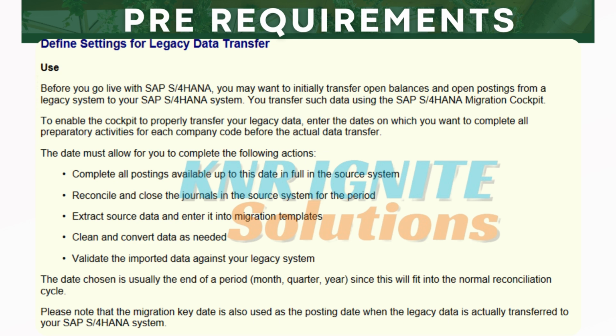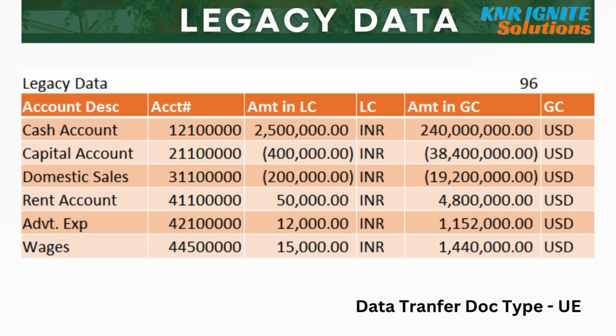Now let's look into the legacy data. Let's assume that this is the legacy data that we have been provided by our clients. Look into the account number and the account description: the cash account number, capital account number, domestic sales, rent account, advertisement expense and wages.